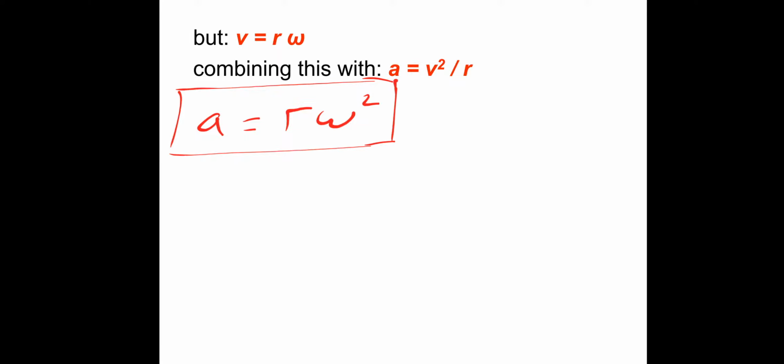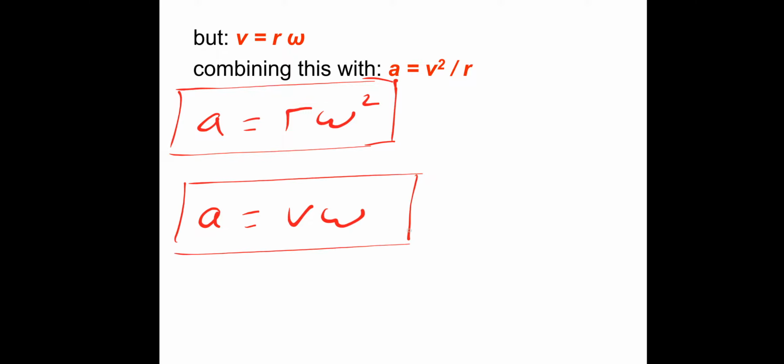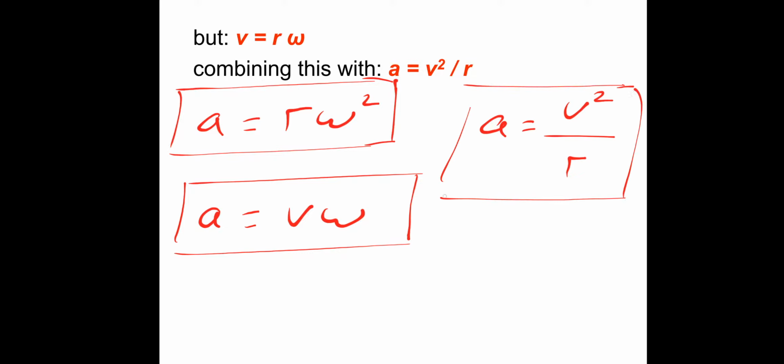exam questions. And then another one, which is more rarely used: because r omega is actually v, we can say that acceleration is also equal to v omega. So there's three equations there. I'll just write the other one so we get them all in the same place, and you can write these down if you wish. Then what we're going to do is apply them. So let's move on.